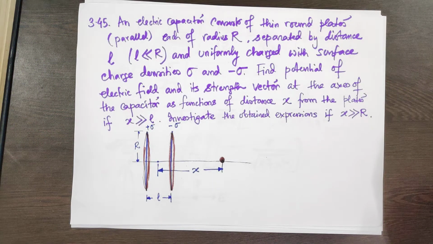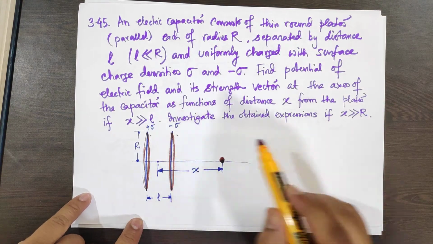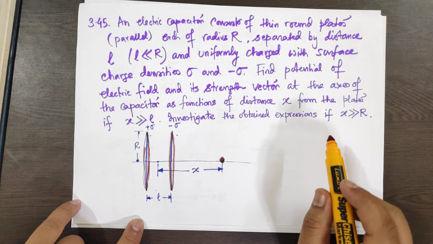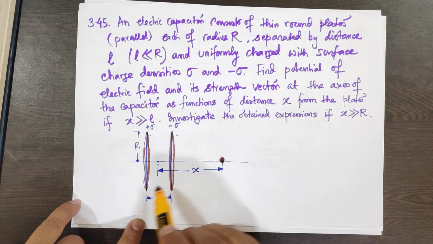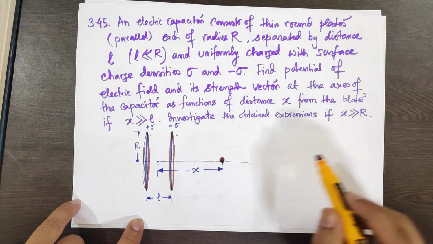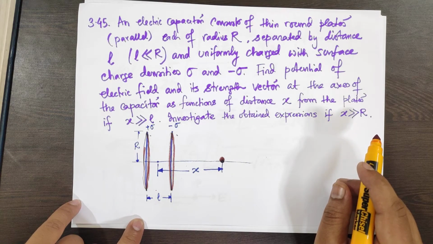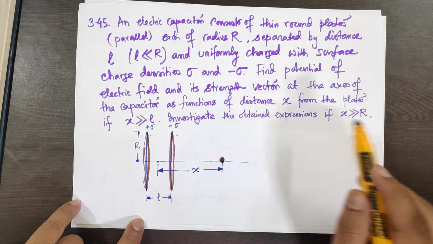So see, this is problem number 3.45. A capacitor consists of two round parallel plates, each having radius r, separated by a small distance L. So L is much smaller than r, and the plates have charge density plus sigma and minus sigma.